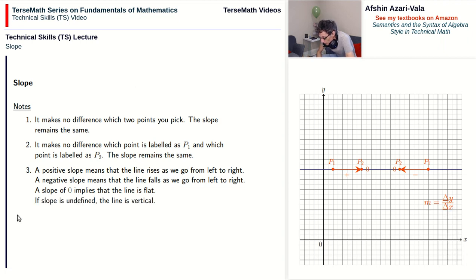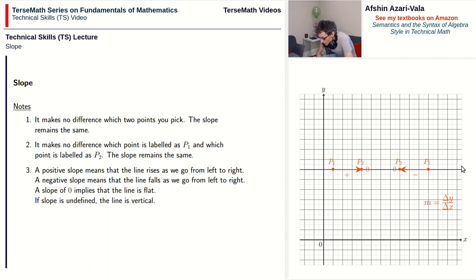And there is one more case. If your slope turns out to be undefined, the line is vertical. Now I'm going to leave this one to you. Just as I did with lines going up and down and flat lines, you should draw a vertical line, pick 2 points on it, find out what delta y and delta x are, and divide them and see what you end up with. You should end up with an undefined expression, which means that it doesn't really make sense to talk about slope when your line is vertical.